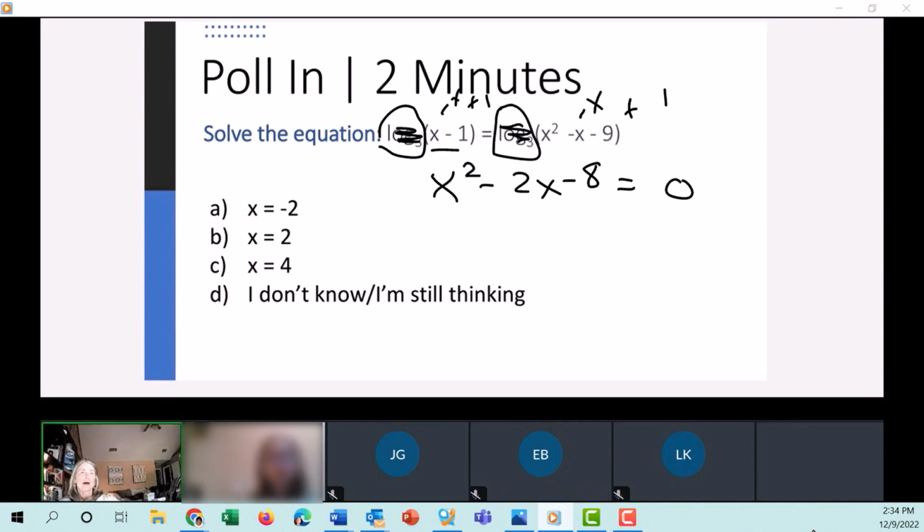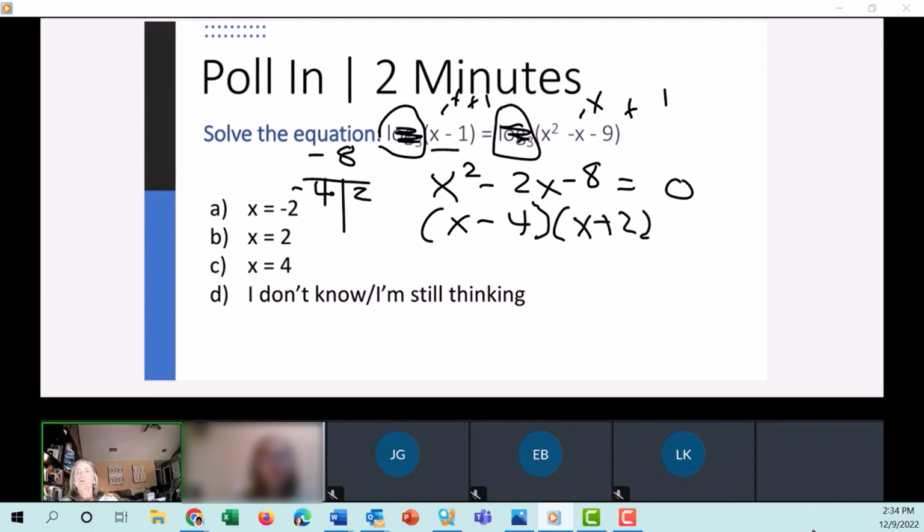What are the two factors of negative 8 that multiply to give you negative 8, but add to give you negative 2? I think that's going to be a negative 4 and a positive 2. So put that into these two binomial factors. x minus 4 and x plus 2 equals 0.